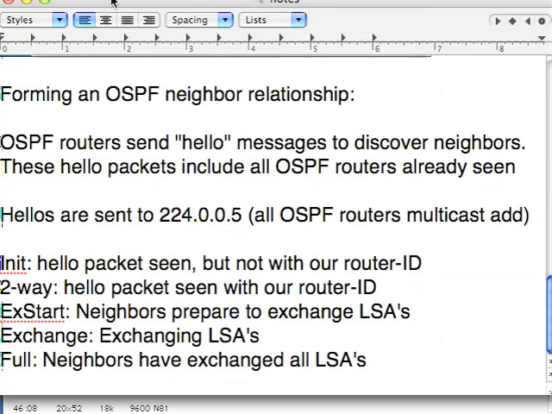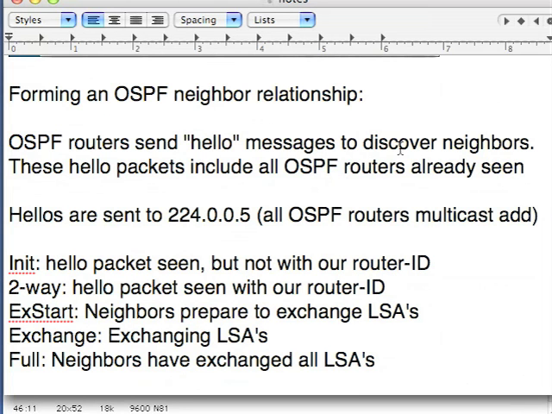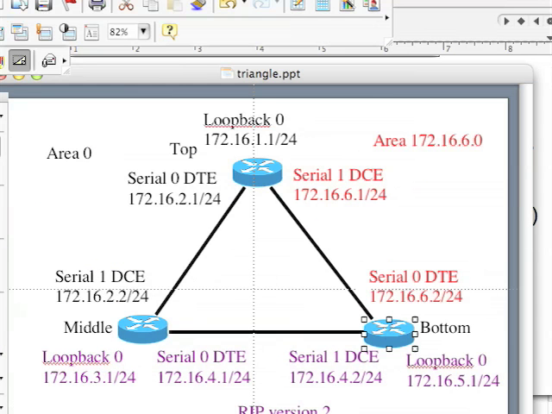To form an OSPF neighbor relationship, OSPF routers send hello messages to discover neighbors. These hello packets include all OSPF routers already seen. So if I'm on the bottom router and I'm sending an OSPF hello packet out this interface towards the top router, and I have not yet seen a hello from the top router, I just send it with my information. But then the top router receives that hello, and it'll send a hello. But in its hello, it'll say, hey, I see router ID 172.16.5.1 out this interface.